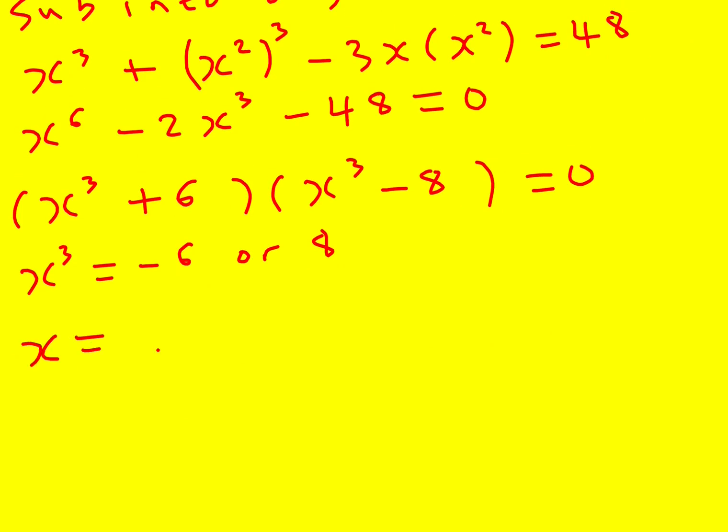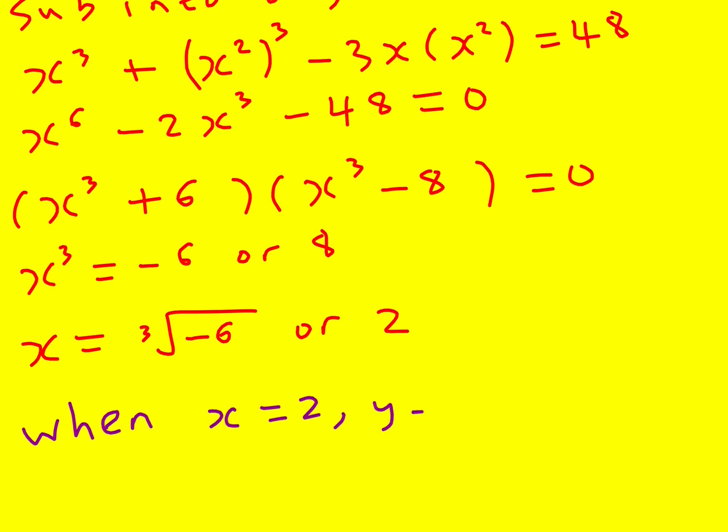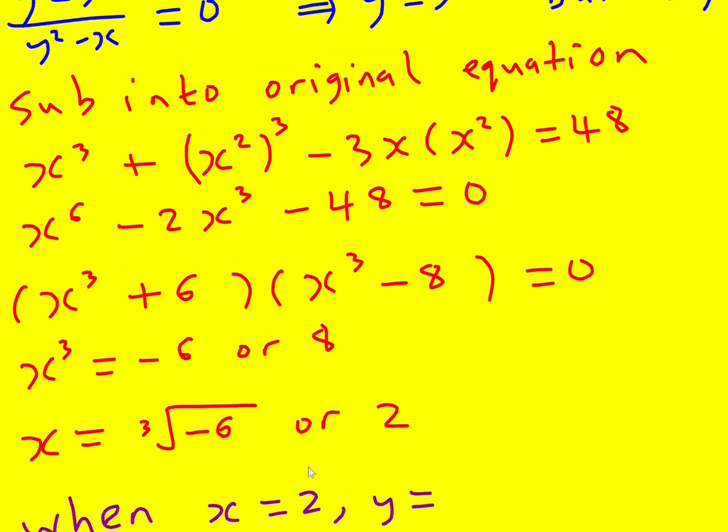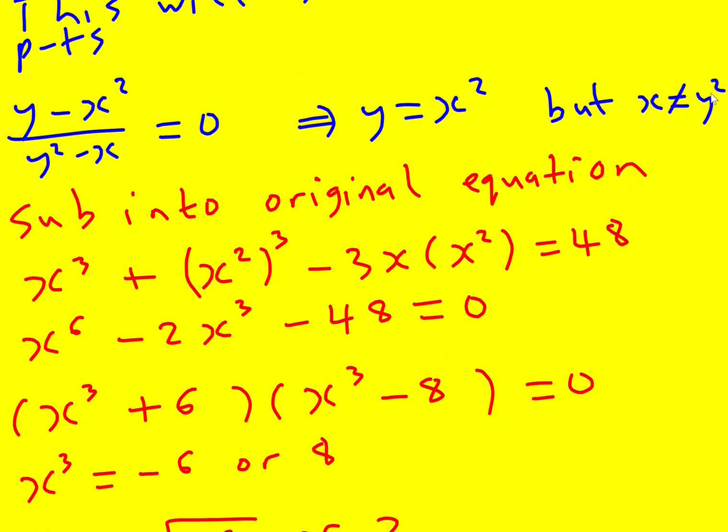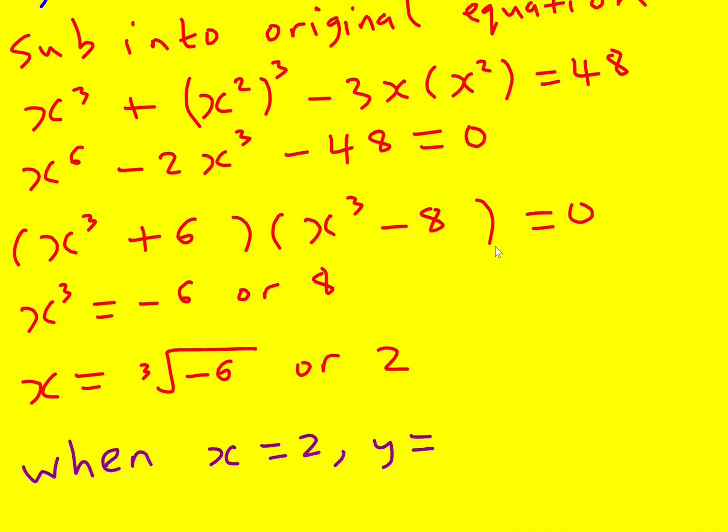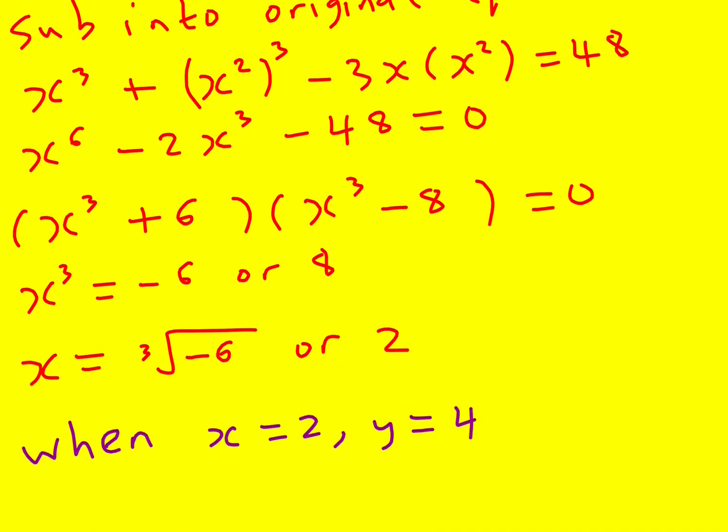And x will equal the cube root of minus 6 or 2, which is the cube root of 8. Now let's find out the value of y that goes with that. So when x equals 2, and by the way, we can see that x is not equal to y squared. We don't have like a 1 or anything there, so we don't have to actually stress about this. But we've got x, so now we need to square. So we're going to get that y is 4, and we get 2, 4 as our coordinates.